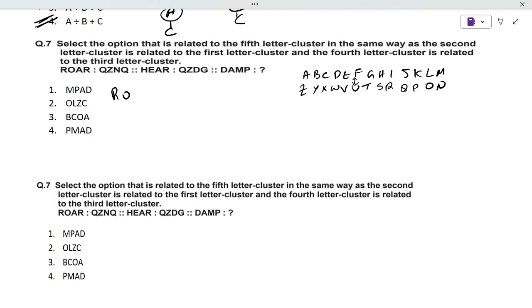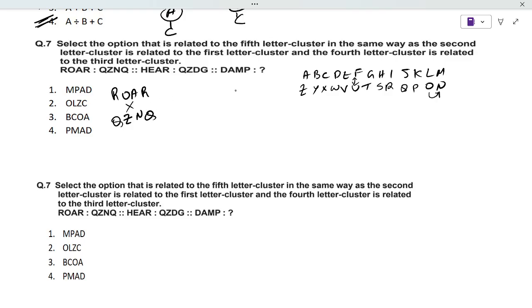ROAR, we have QZ, so RR we have QQ, so we never know, this might interchange also. Now here we have Z. Yes, I think they are interchanging this way because A minus 1 is what? A minus 1 is Z. O plus 1. So 1 is plus, 1 is minus.